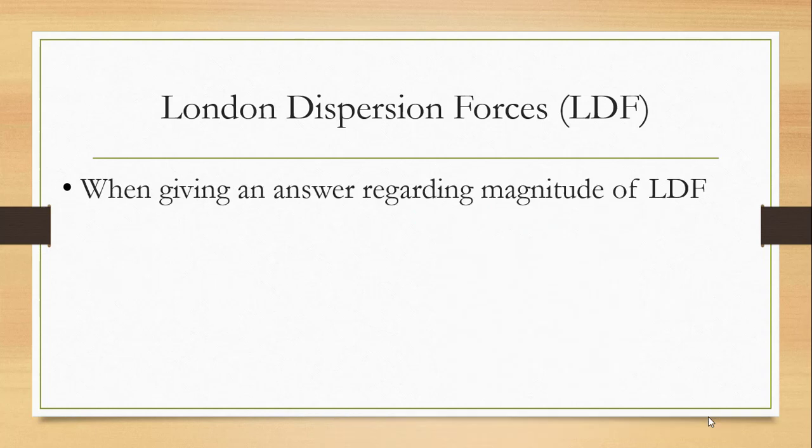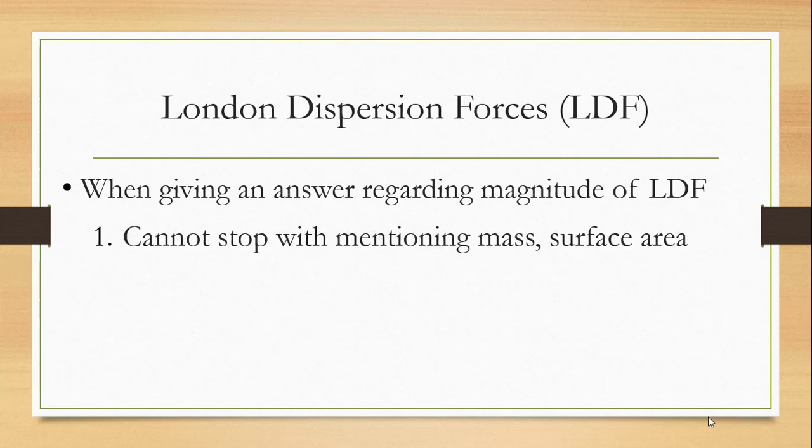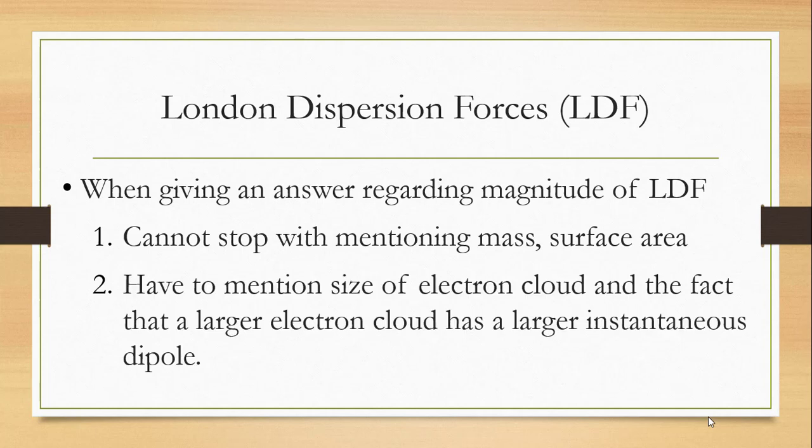Now, when you're asked a question and the answer involves London dispersion forces, if you're asked to explain it, you cannot stop with mentioning the mass or the surface area. You have to mention the size of the electron cloud and the fact that a larger electron cloud has a larger instantaneous dipole. So for the previous example, I would say the n-pentane has a larger surface area, which allows for a larger electron cloud, which allows for a larger instantaneous dipole, which means greater London dispersion forces, which means a higher boiling point.